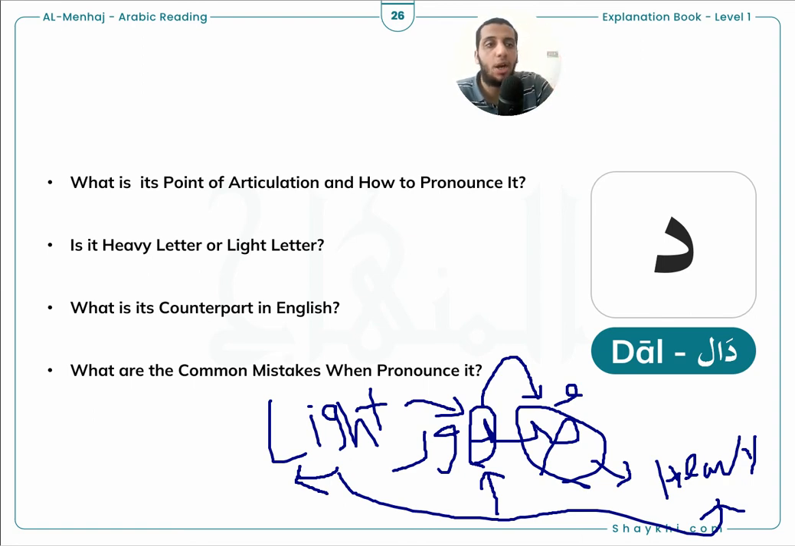But no, even if the light letter comes after a heavy letter, it's still light. What changes it from lightness to heaviness? Okay, you listen to a lot of people saying this word like this, suduri, and this is wrong. It's suduri.